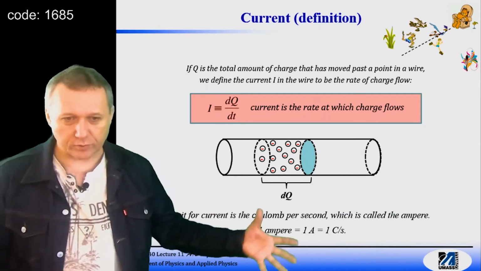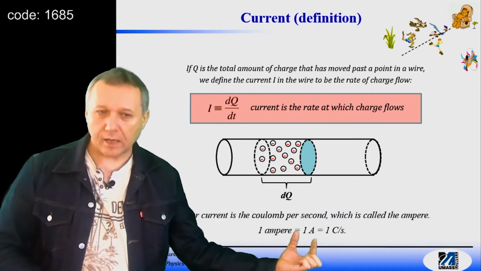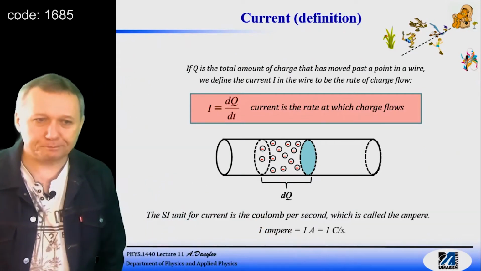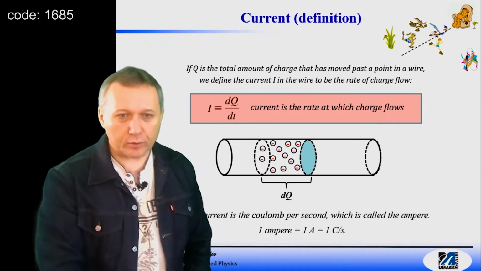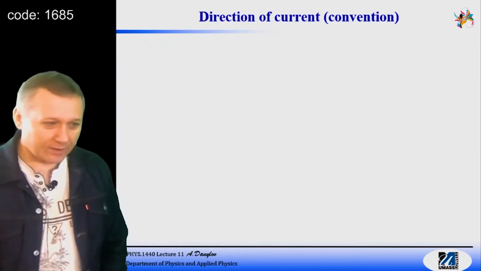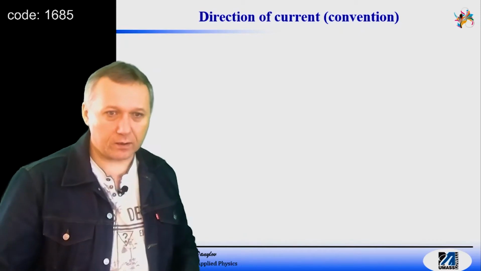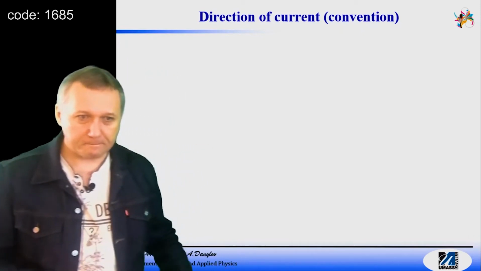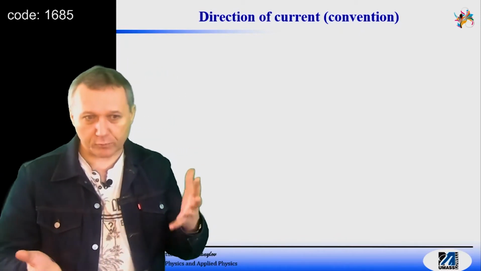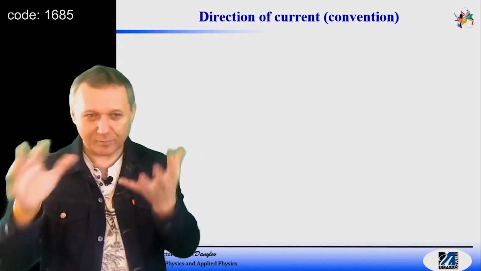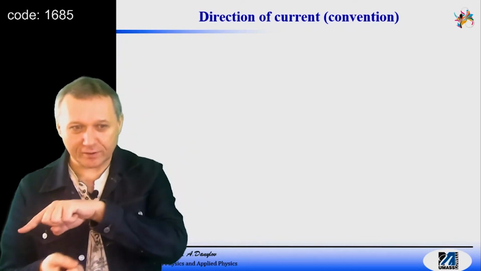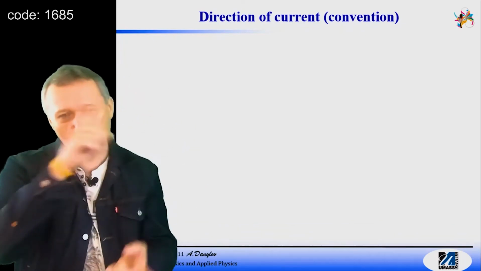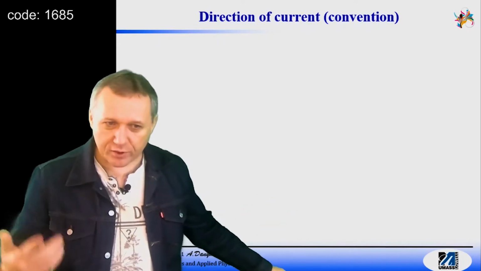Okay, so I want to digress and emphasize that amps are very important units. Now we introduced current. Next, direction of current. Of course, we have a circuit, a closed loop. And of course, current can flow this way, counterclockwise or clockwise. So which direction should we pick?